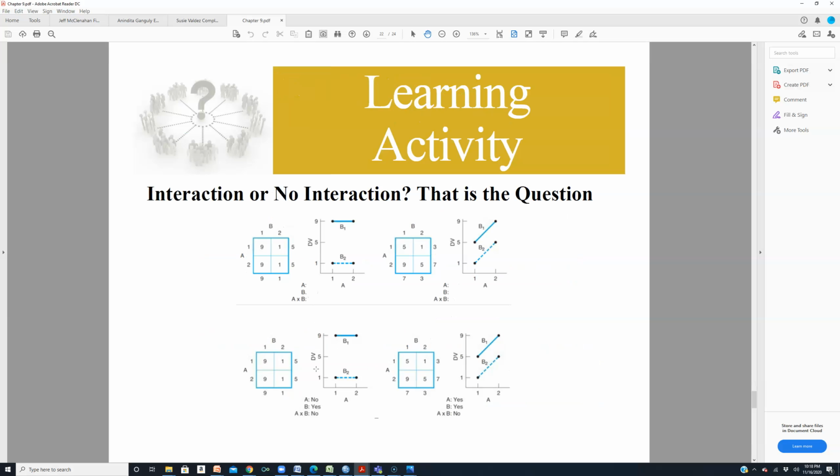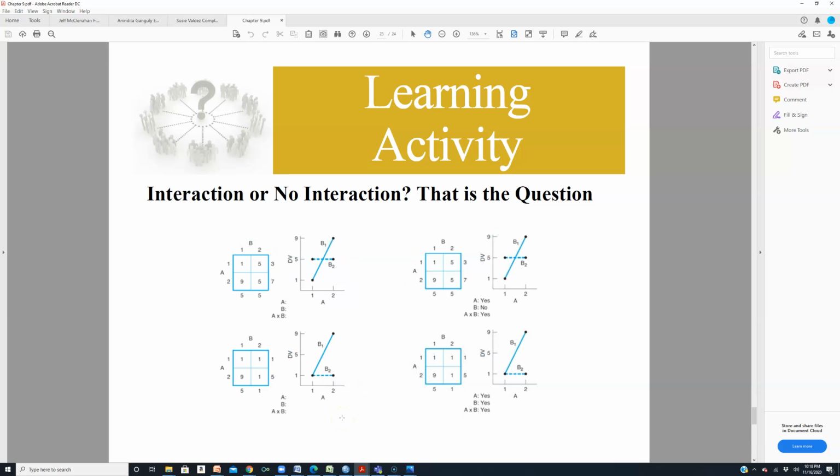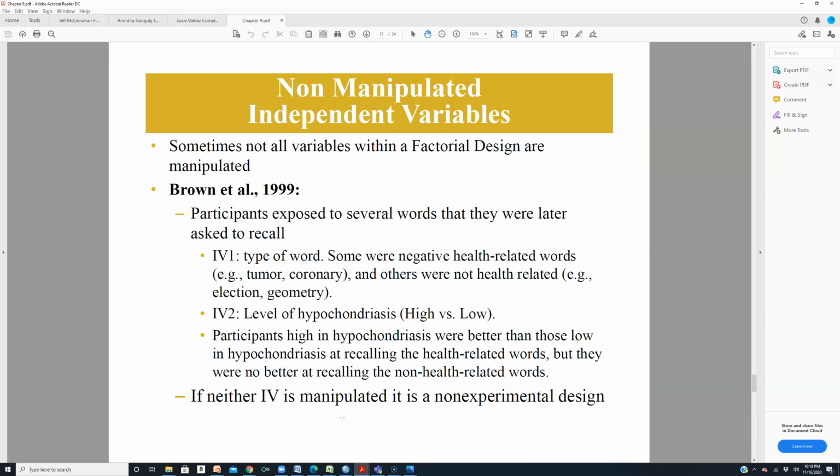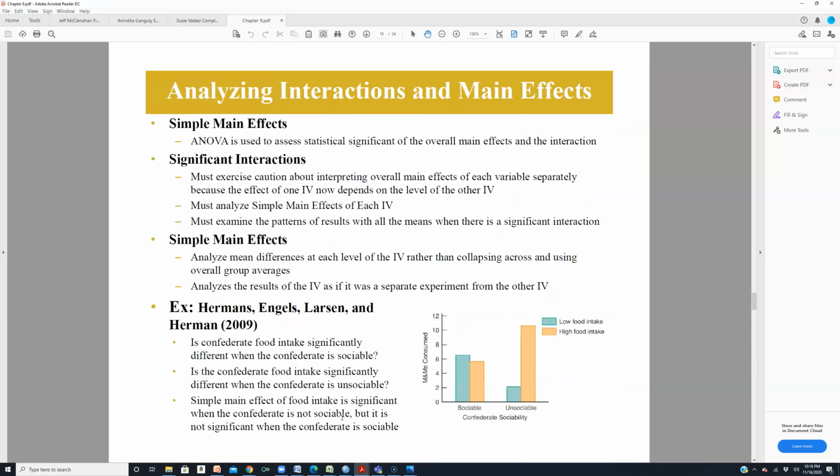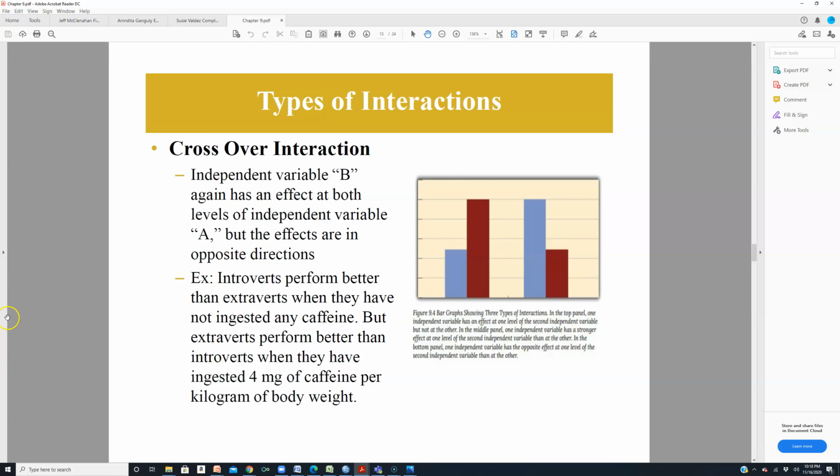Okay, here are some activities for you to practice and determine. Just play with the ones on top, and then when you're ready, glance down to the answers on the bottom. It's about interpreting experiments and the effects of main effects and interactions. Okay, so have fun with it.